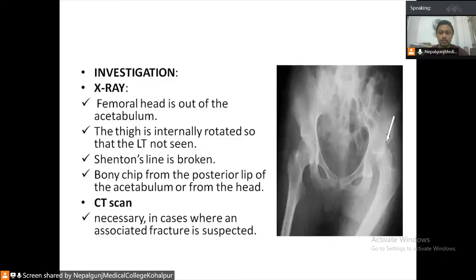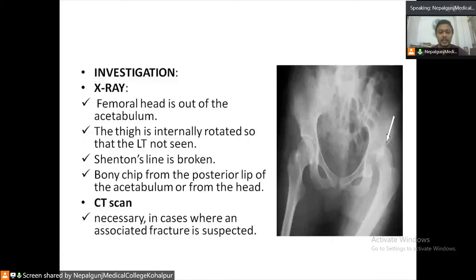So you clinically evaluate the patient. You send the patient for investigations. You can send an X-ray, CT scan, or even an MRI as well. But MRI in a case of acute hip dislocation is not of much significance. Though in rare circumstances it can be used, in acute conditions it is not of much help.